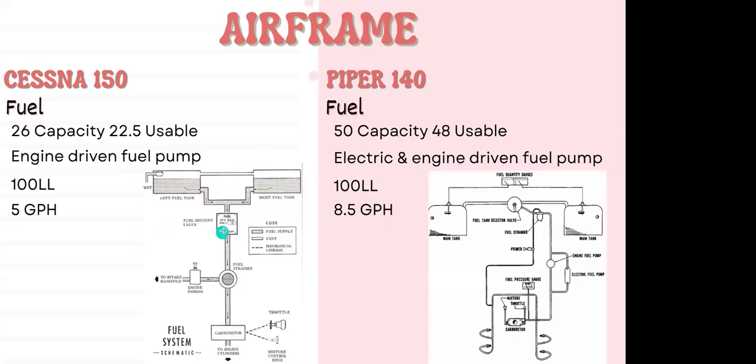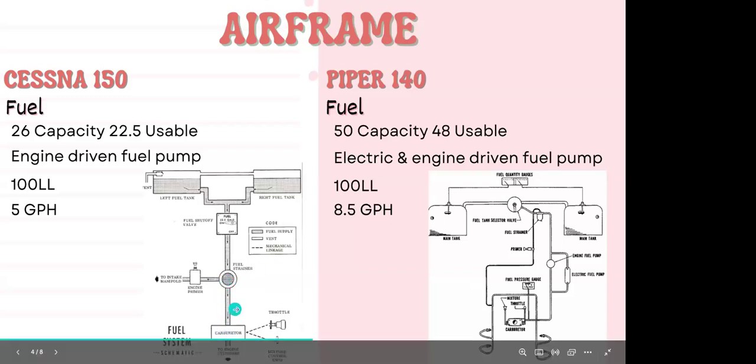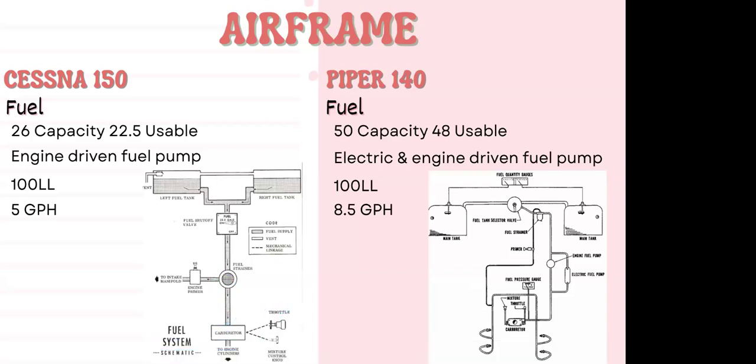So it comes through here on our fuel selector, goes through a fuel strainer, which is located in the engine compartment. So it's actually on the firewall. And then it goes into the carburetor, which, as we talked about before, is that fuel-air mixture, which is controlled by our mixture and throttle knob. And then it goes into our cylinders.